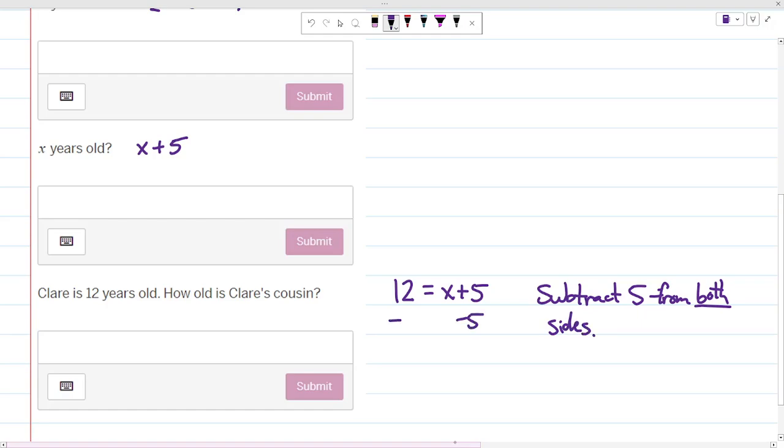So I subtract 5, I subtract 5. What's 12 minus 5? That's 7, because 5 plus 7 is 12. So that means X is 7, which means that if Claire is 12 years old, then her cousin is 7 years old.